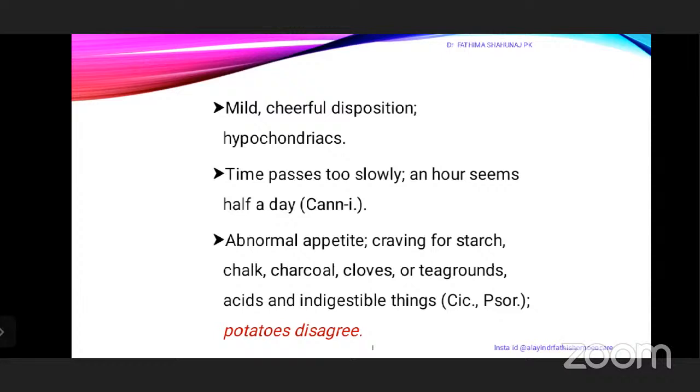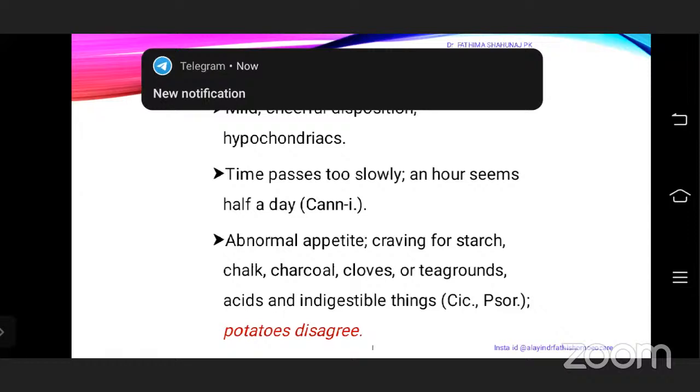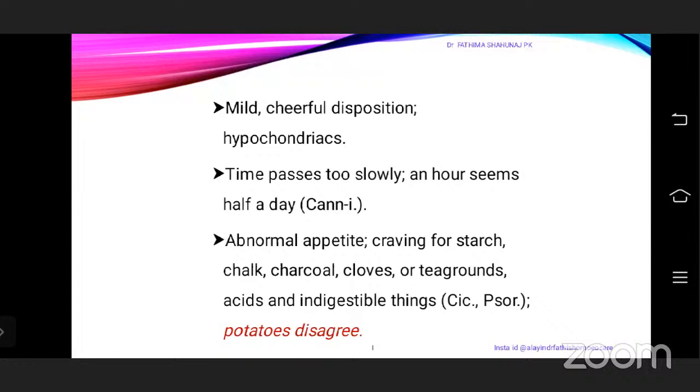In Cicuta, abnormal appetite for chalk and indigestible things, for coal or charcoal. Children eat them with apparent relish. So in Cicuta also, children will have abnormal appetite for chalk and indigestible things, mainly coal and charcoal. And then in Solanum, hungry in the middle of the night, must have something to eat. That is the difference seen in Alumina and Solanum.